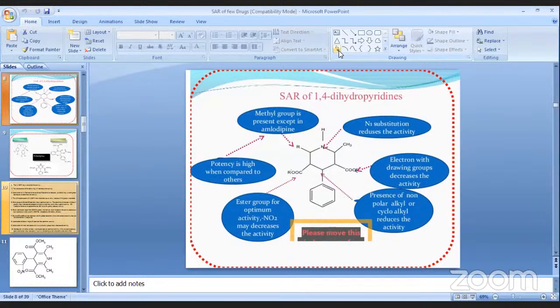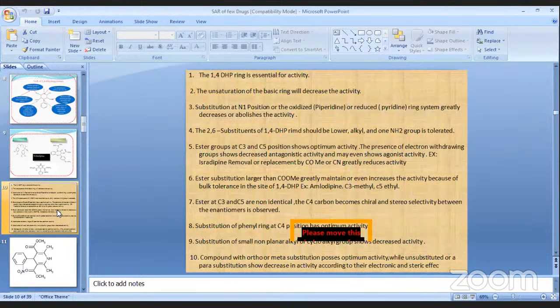So you see, I am giving you some important points. There are 10 points for the structural activity relationship of 1,4-dihydropyridine. First of all, the 1,4-dihydropyridine ring is essential for activity.